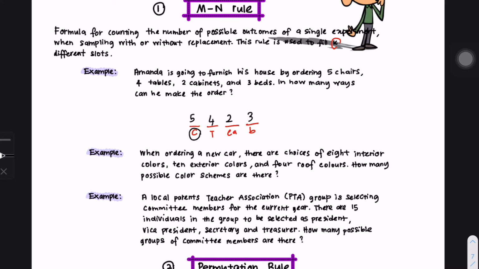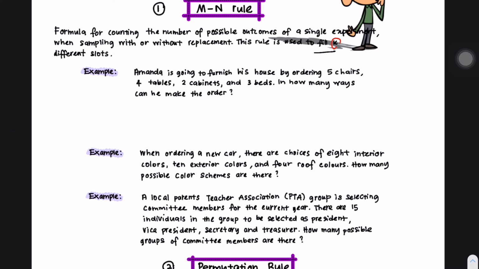So berapa possible outcome? You just need to multiply all. 5 times with 4, 20 times with 2, 40 times with 3, 120. Therefore, there are 120 ways for Amanda to susun dia punya perabot. Okay, so ini yang kita cakap sebagai kita mengira the probability ataupun the possible outcome menggunakan rule ini untuk kita fill K different slot. Ini K different slot. You need to know apa pilihan yang awak ada. Okay, so ini contoh. So kita ada 120 cara macam mana Amanda nak susun dia punya perabot.